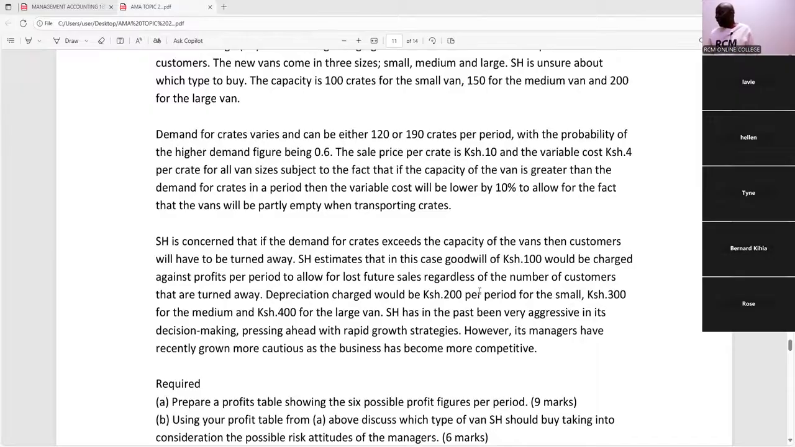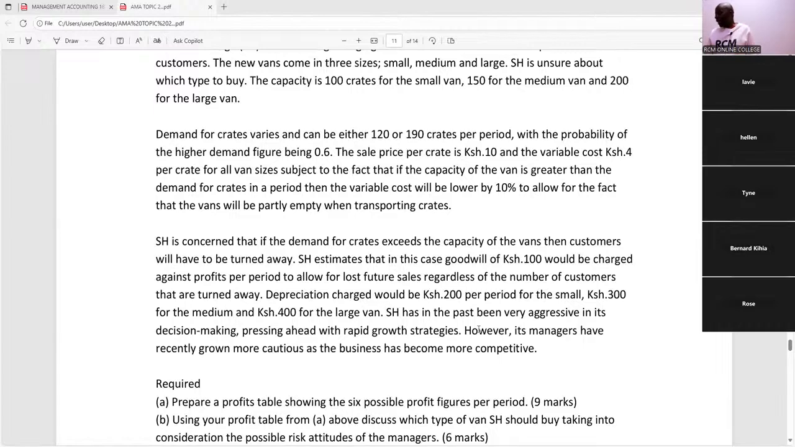It estimates in this case, goodwill of Kenya shillings 100 would be charged against profits per period to allow for lost future sales, regardless of the number of customers that are turned away. So it's not per customer, but once in this case here we turn away customers, even if it's 1, 10, 20 customers, lost goodwill will be 100. Depreciation charge will be Kenya shillings 200 per period for small, 300 for medium, and 400 for the large van.